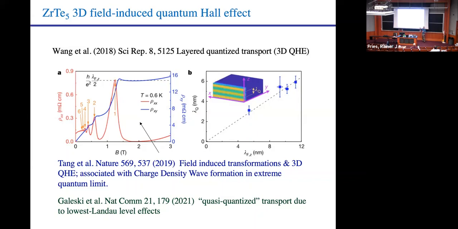The suggestion was that there's charge density wave formation, which is sort of a layering transformation where a three-dimensional system spontaneously converts to two-dimensional. So that's the background. There may be other explanations for what's going on here. I'll address that later in the talk.